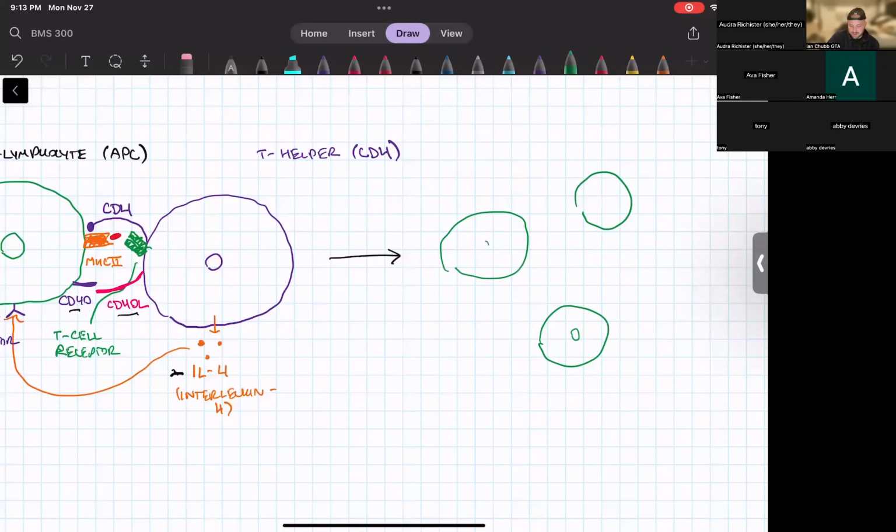Now, the difference between memory B cells and plasma B cells is plasma B cells will actually secrete their antibodies. So their antibodies will actually be secreted into the plasma and not held onto the cell surface. So we get our plasma B cells.